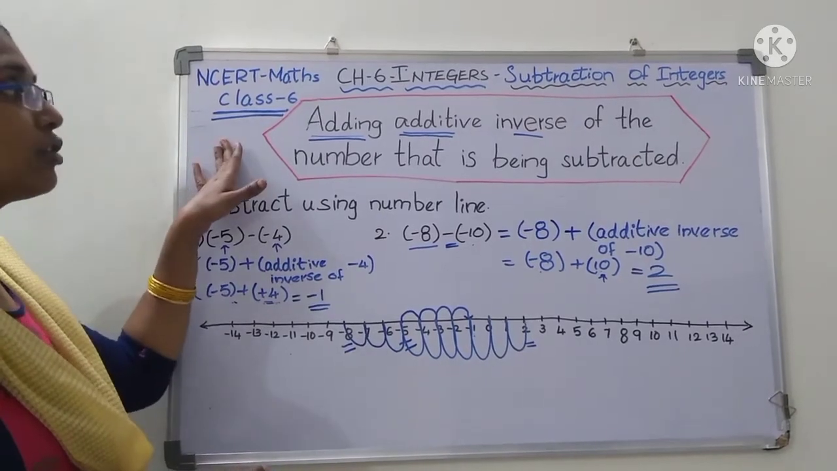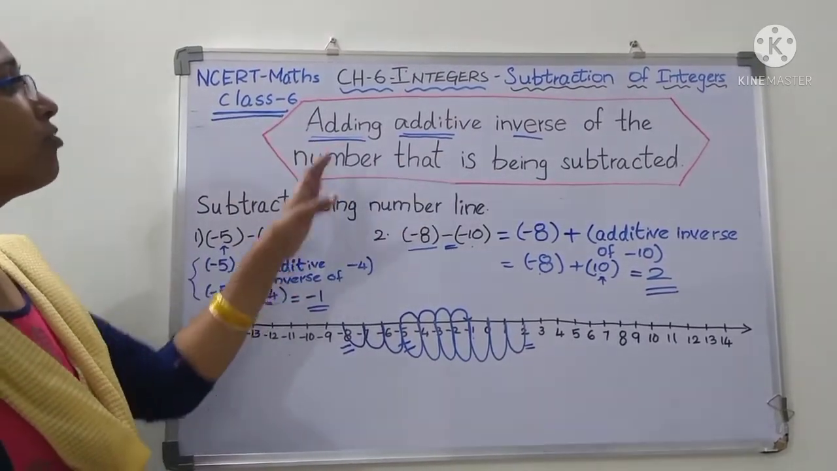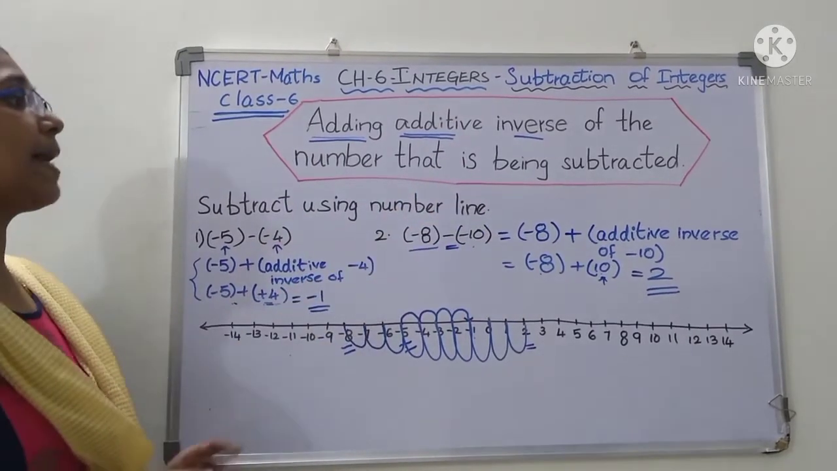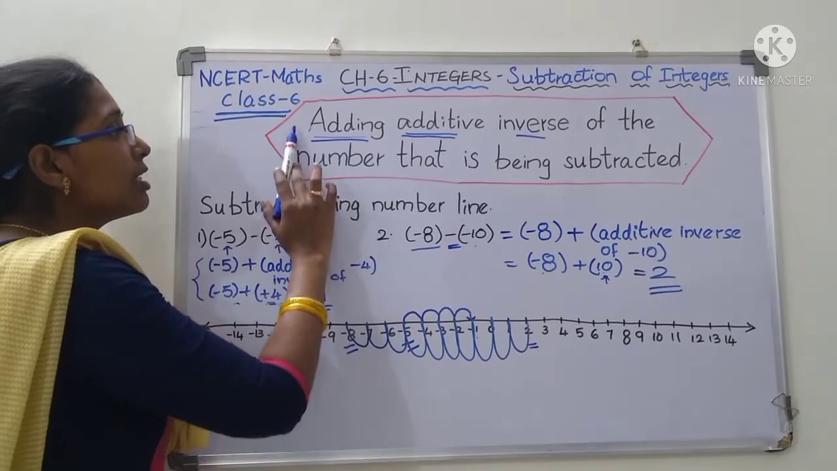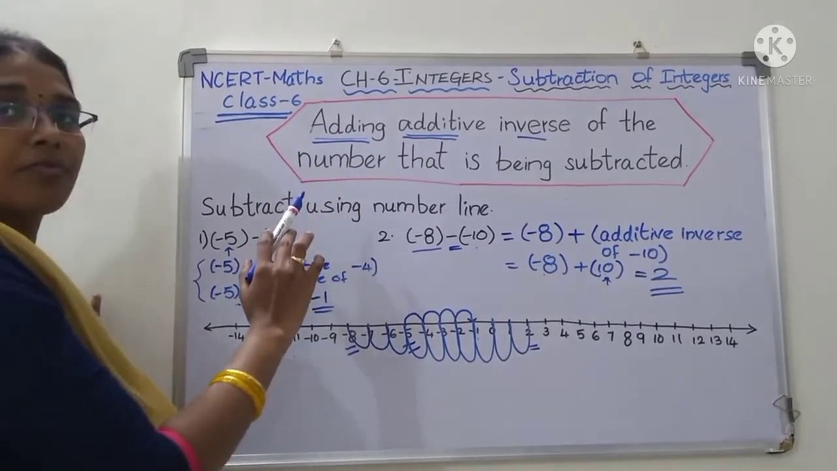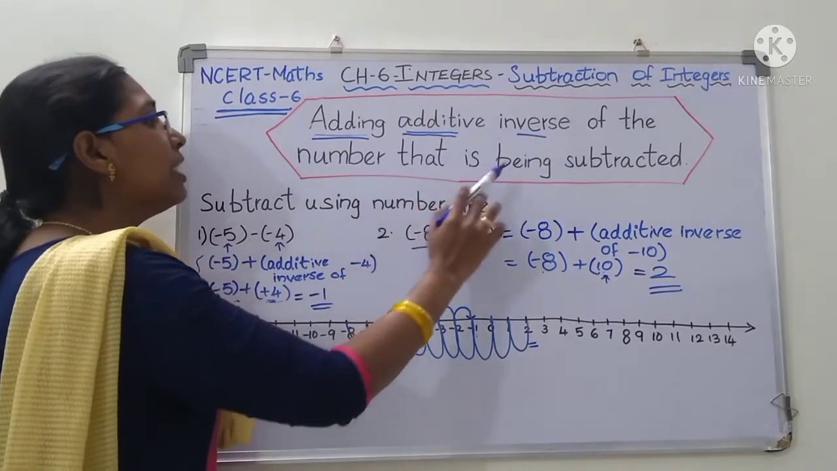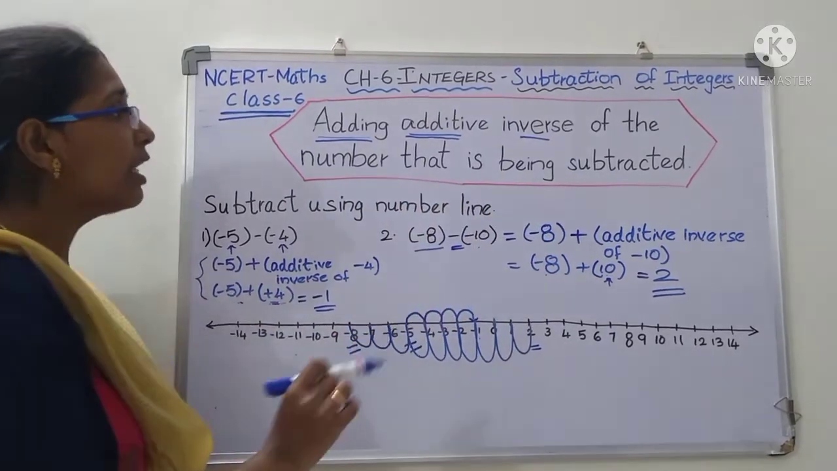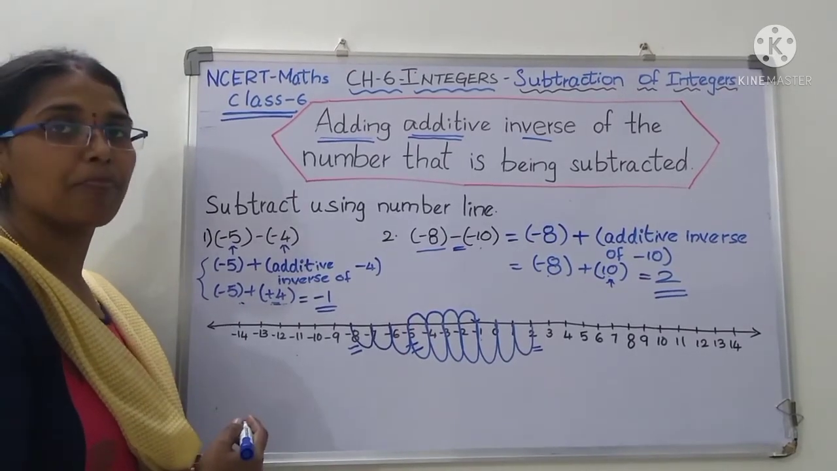Subtraction is very easy, children. Subtraction is nothing but addition of the additive inverse of the number that is being subtracted. You should just remember this simple definition. Subtraction is adding the additive inverse of the number that is being subtracted. Then follow the simple steps we used to solve the problem.